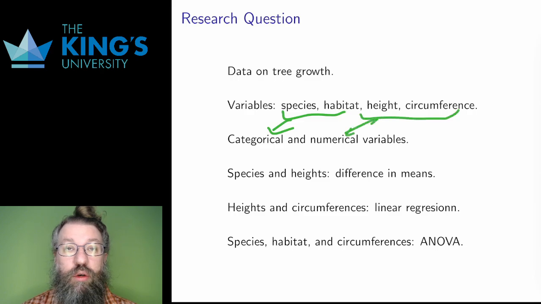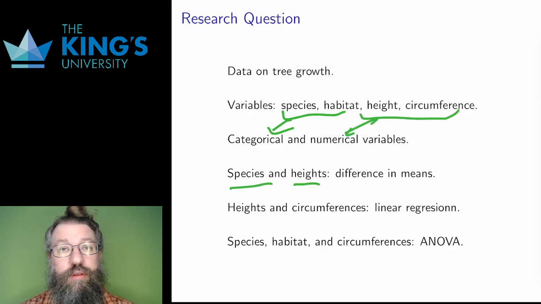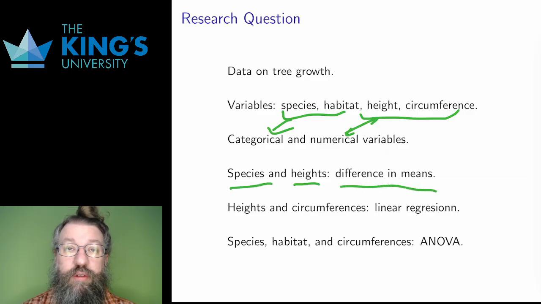There are both categorical and numerical variables. So here are some of the possibilities. I could look at the heights of various species. If I am looking only at two species, well then I would get a difference in means, and I could use a t-test for such a difference.